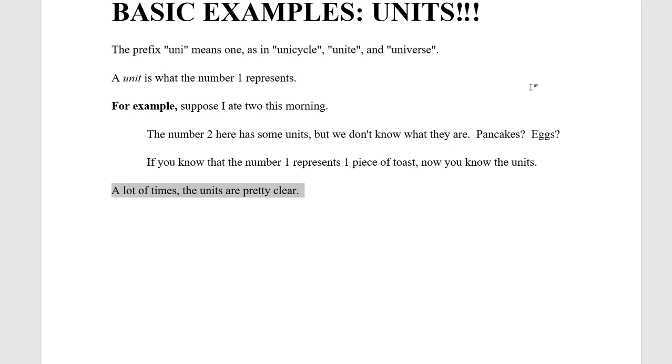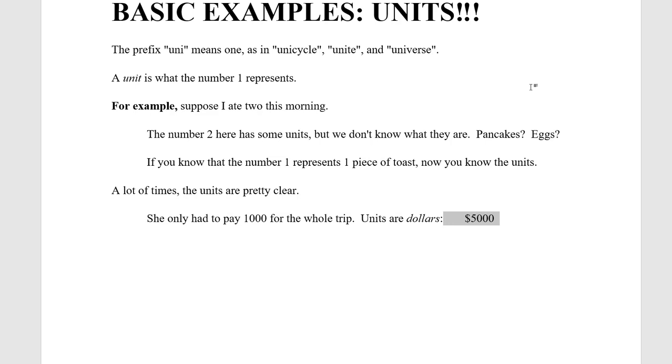A lot of times, maybe it's not explicitly given, but you can just kind of tell. Someone says she only had to pay $1,000 for the whole trip, or $5,000 for the whole trip. $5,000 what? Dollars are a very common unit for things to be in. Let's say someone says the population of the United States is near 330 million. 330 million what? Ducks? Crabs? No. People. That's pretty obvious.